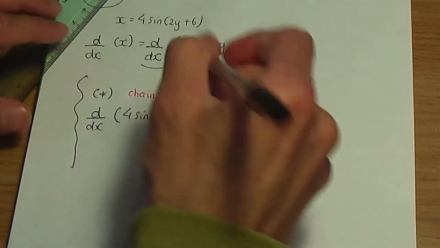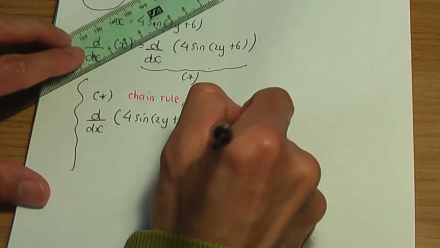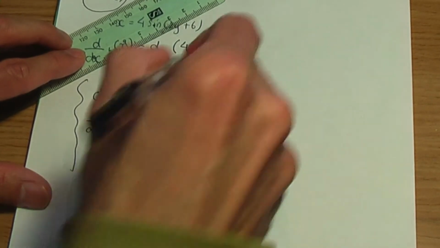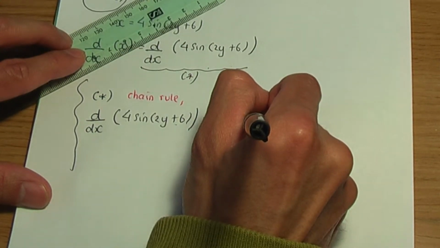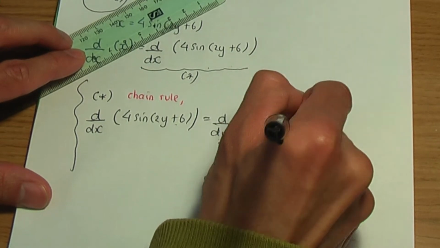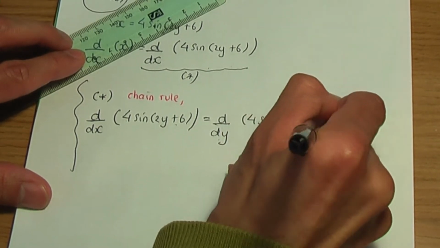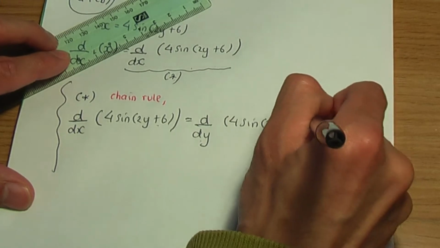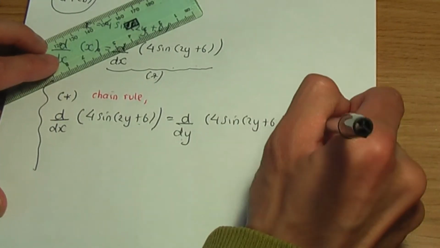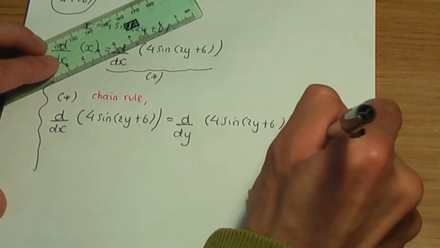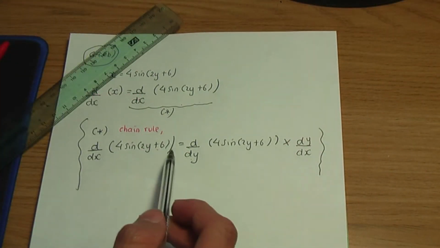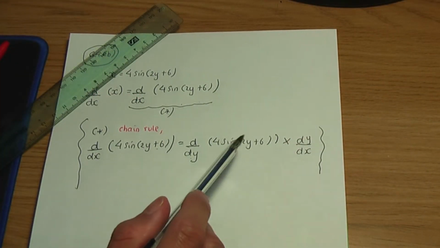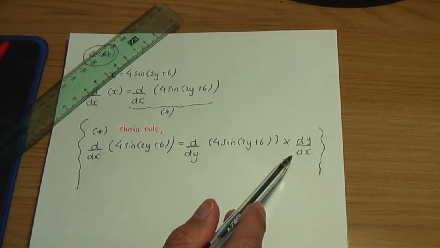And here's the chain rule. We need to first differentiate that term with respect to y first. So we need d by dy of 4 sine 2y plus 6. And then you multiply that by dy over dx. So we use the chain rule in order to differentiate any function involving y with respect to x.